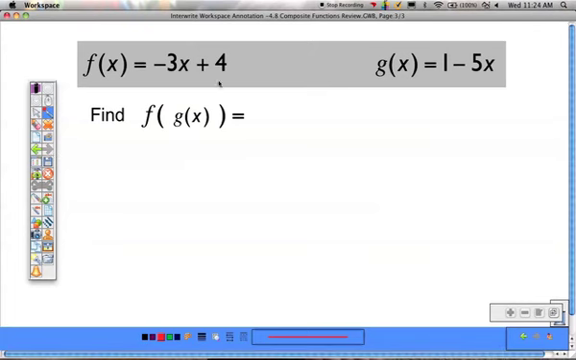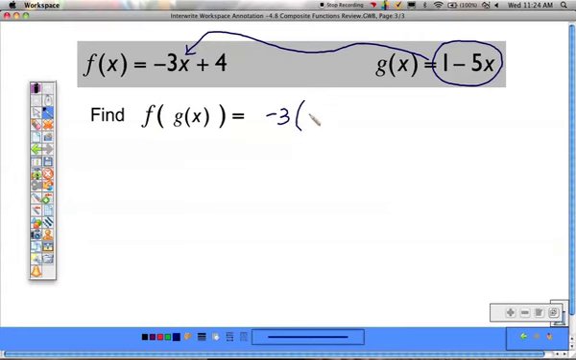Same two functions, but now what if I ask you f of g of x? What this means is plug in g of x into x in the f equation. So it's just substitution. So f of g of x equals negative 3. Put parentheses around what you plug in, 1 minus 5x. And then we have the plus 4. So this time, instead of plugging in a number, we're plugging this function in for x.